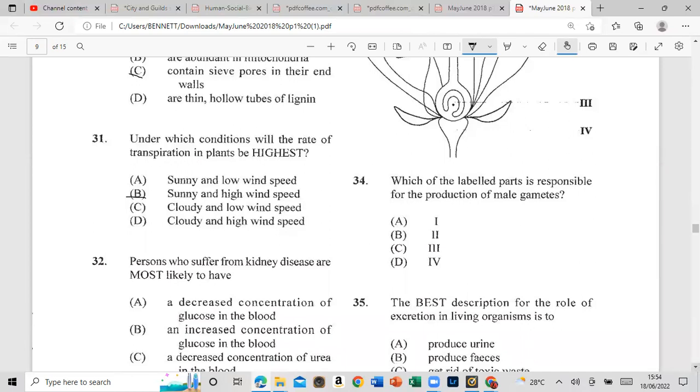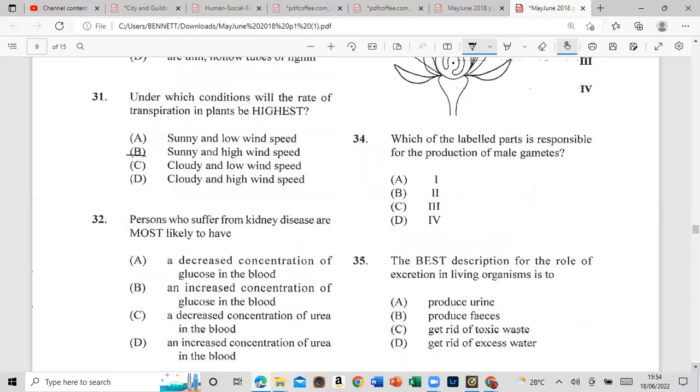32. Persons who suffer from kidney disease are most likely to have A, a decreased concentration of glucose in the blood, B, an increased concentration of glucose in the blood, C, a decreased concentration of urea in the blood, or D, an increased concentration of urea in the blood.